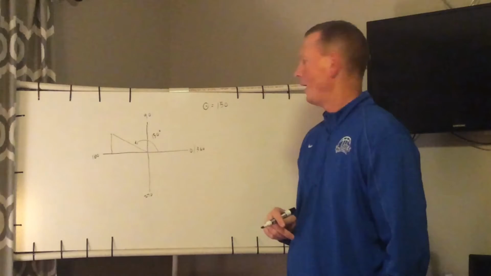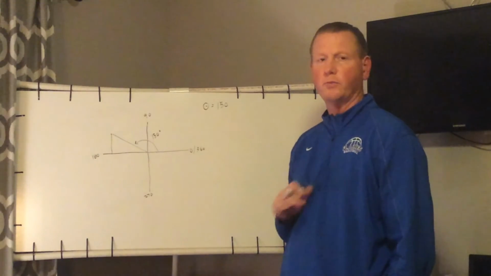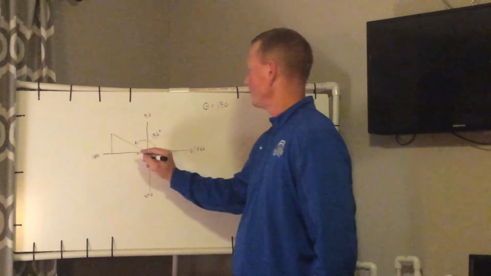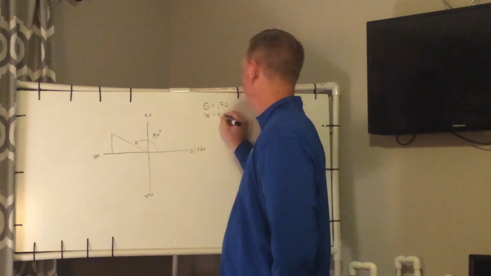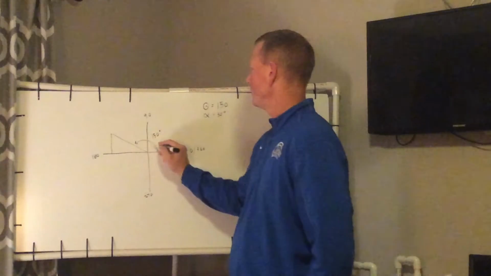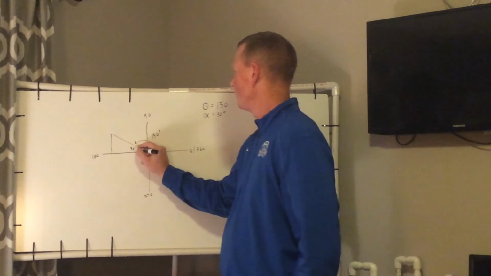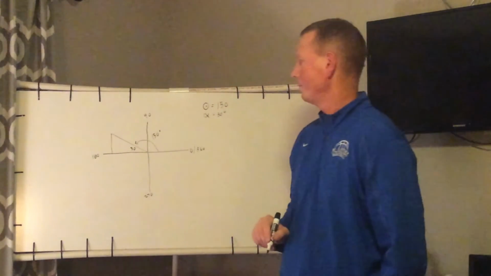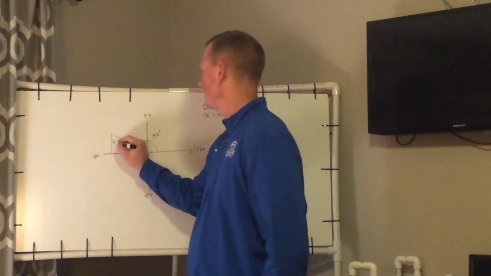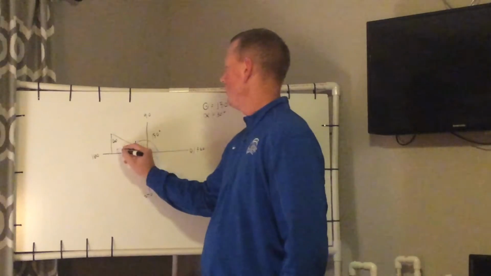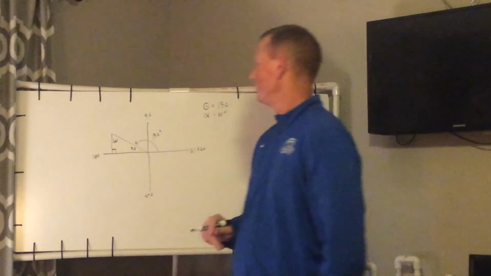Now, alpha is going to be the angle that is formed with my x-axis. So this is alpha. So we would say here that alpha is going to be 30 degrees, because if this is 150, we go all the way around to 180. That makes a 30-degree angle. Now we have formed a 30, 60, 90 triangle.